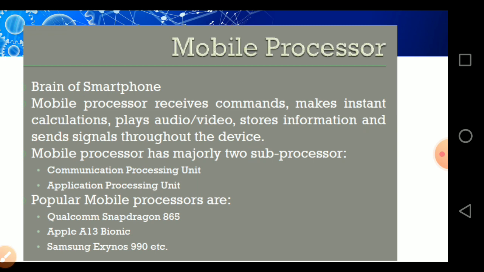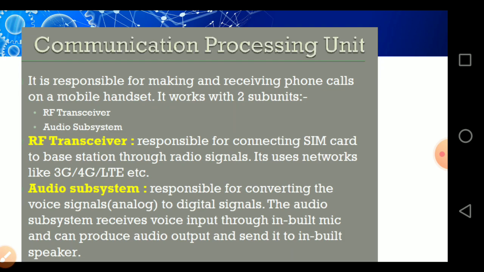A mobile processor has two subprocessors, that is a communication processing unit as well as an application processing unit. We know that in mobile phones, now smartphones, you have something to call other people. So there is a section in the mobile, the communication unit, which handles the communication part, as well as so many applications in your phone. For handling those applications, both processors work together to make your mobile phones work. The mobile processors commonly used are Qualcomm, Snapdragon, Apple, Samsung, etc.